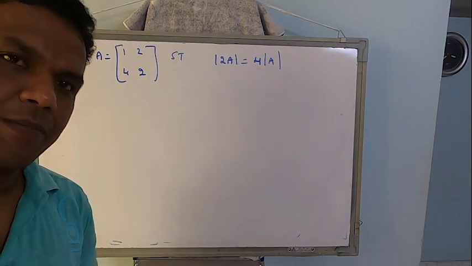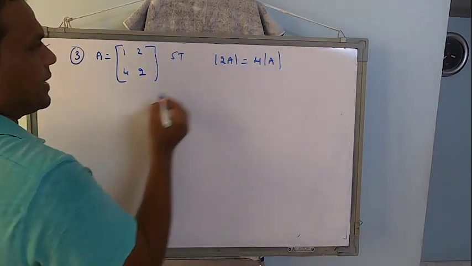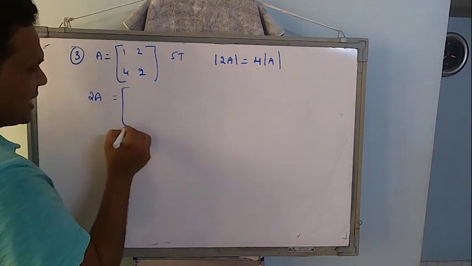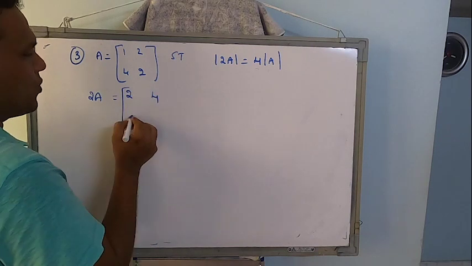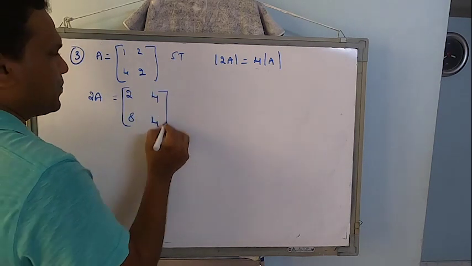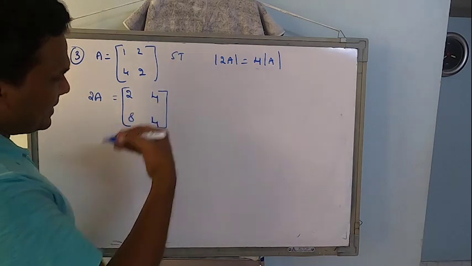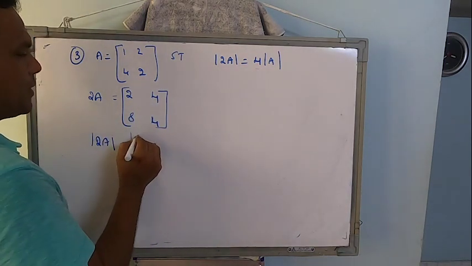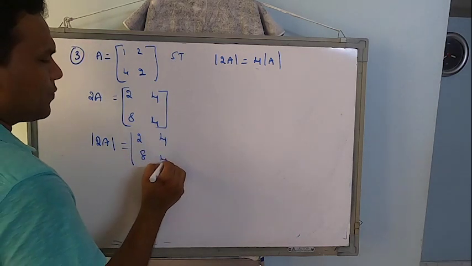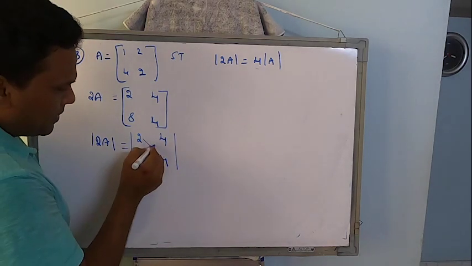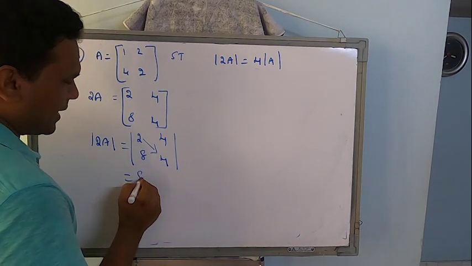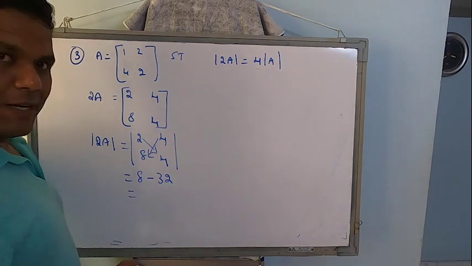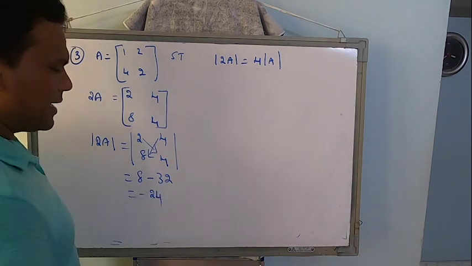So let us find out both the sides separately and just check now. If I want the LHS, the first thing you find out is 2A. That means each element is multiplied by 2. So 2, 4, 8, 4. Correct now? Each element is multiplied by 2. Take the determinant of this. So determinant of 2A is equal to determinant of 2, 4, 8, 4. Expand it. Left diagonal 2 multiplied by 4 is 8, minus the right diagonal, which is 32. So 8 minus 32, and that's going to be minus 24.